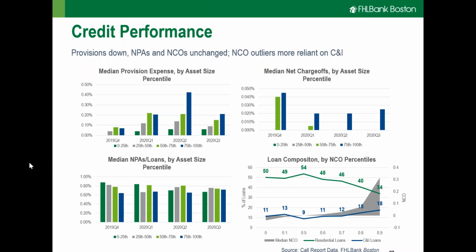When we look at provisions, they were down in the third quarter after 2 pretty healthy quarters of provisioning for most. There was a little bit of a catch up for the smaller members who weren't as aggressive early on in terms of adding to reserves. Non-performing assets, again, unchanged to slightly down for most, a little bit of a tick up in the largest asset size bucket. Net charge-offs, nothing really to talk about.